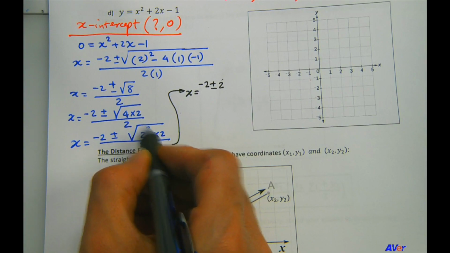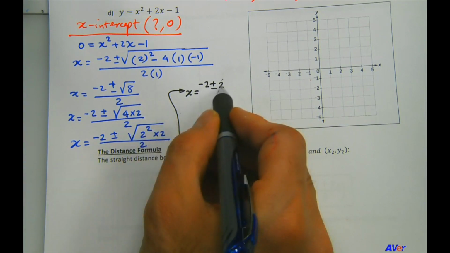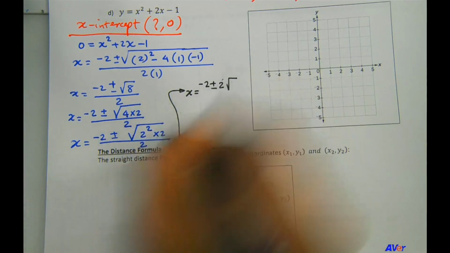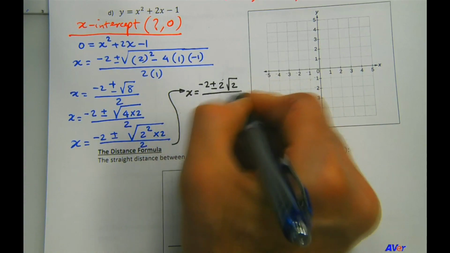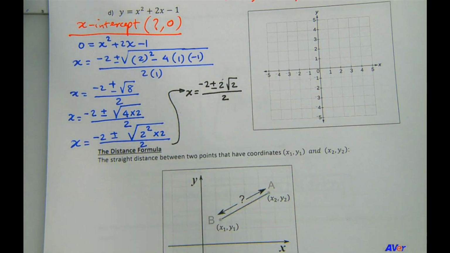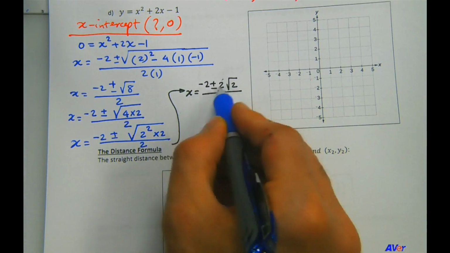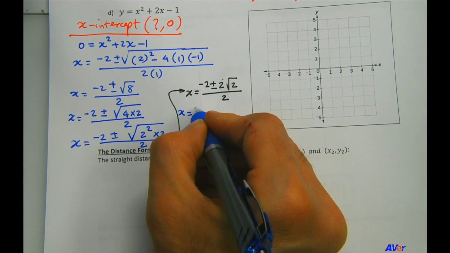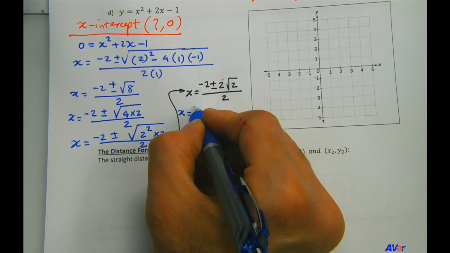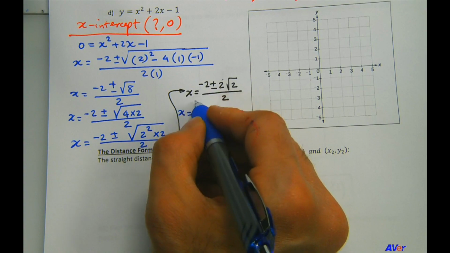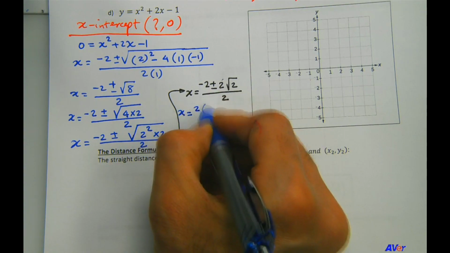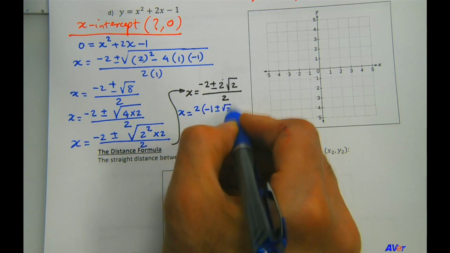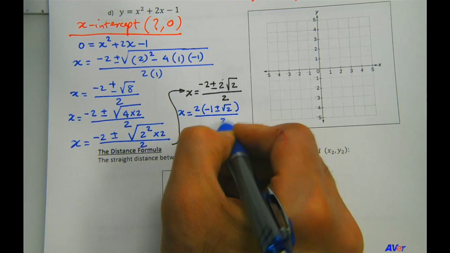So 2 divided by 2 is 1. So there we have, the power is 1. And this 2 is gone. What we have is another 2 on the inside over 2. Right? Okay. So now we can factor out the 2 and simplify this even more. X equals, I guess we can say 2, factor out 2 times minus 1 plus or minus square root of 2 over 2.